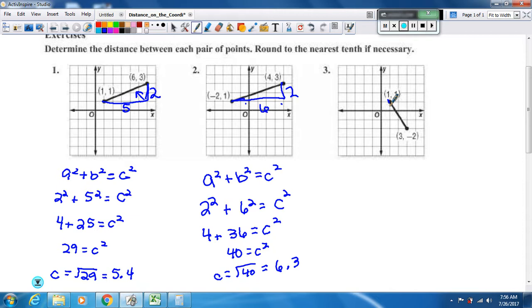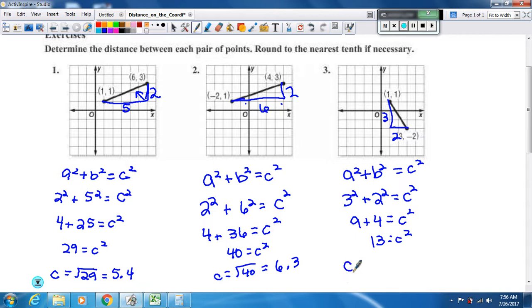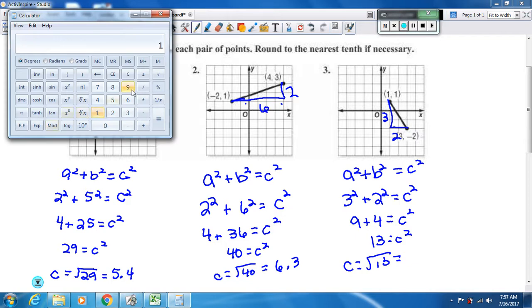Okay, on the next one, draw a right triangle underneath your line segment. It is 1, 2, 3 units high and 1, 2 units wide, or long, for the base. Okay, so a squared plus b squared equals c squared. A is the altitude, 3 squared, plus the base is 2, 2 squared, equals c squared. 3 times 3 is 9. 2 times 2 is 4. 9 plus 4 is 13. Square root of 13 is going to be our answer once I figure out what that is. 3.6.